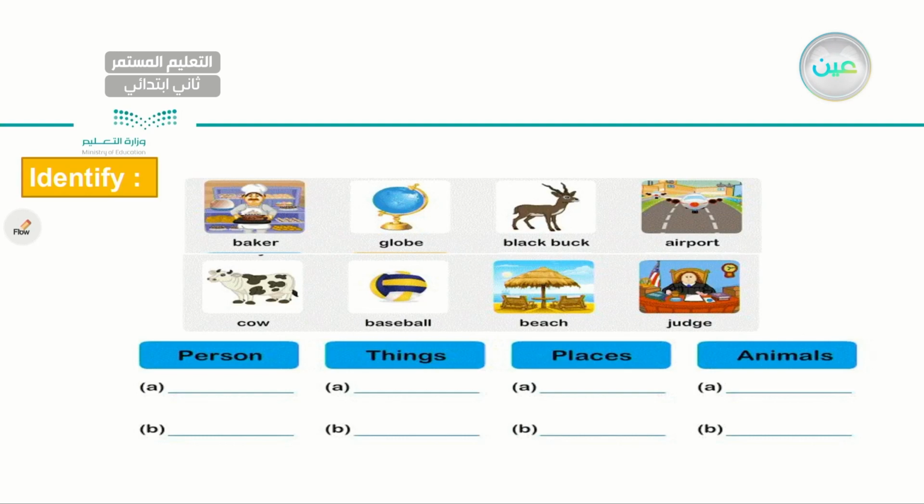Okay? Let's start with the baker. What do you think? A baker is a person. Very good. How about the globe? What do you think? The globe is a thing. Very good. How about the black buck? Sorry, I have the airport first. The airport is a place. The black buck is an animal. Very good. Let's move to the next one.